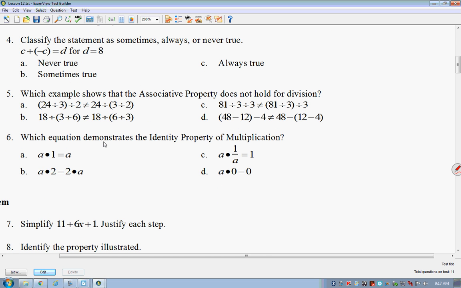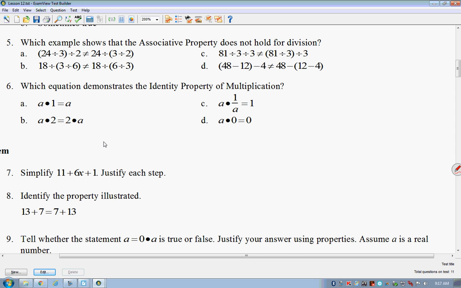Classify the statement as sometimes, always, or never true: C plus negative C equals D for D equals 8. What do you think? What happens if I add C plus negative C? It turns to 0. Does it matter what I plug in for C? No. And if D equals 8, will C plus negative C ever equal 8? No. So is that always, sometimes, or never true? Never true. Very good.